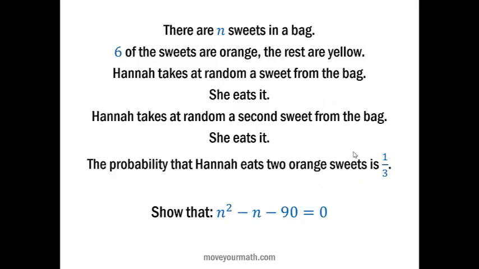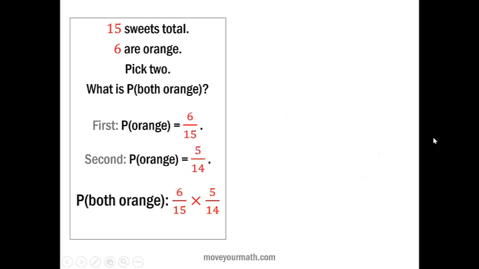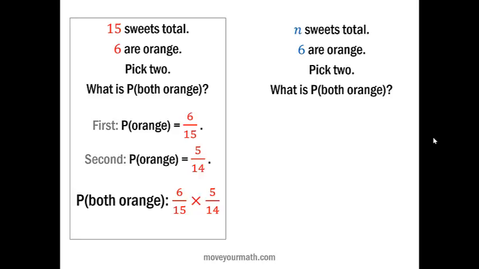So let's come back to Hannah's sweets question. We're going to look at this problem, but we're going to do it with the idea that we've already understood this stuff. If we had 15 sweets total and 6 are orange, the probability that both are orange is 6 out of 15 by 5 out of 14. And the question we're dealing with is, we've got n sweets and 6 are orange. What's the probability they're both orange?